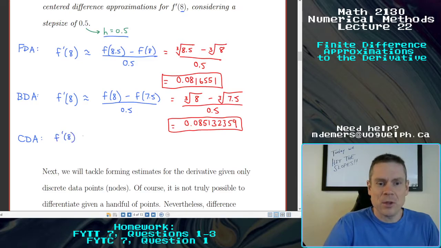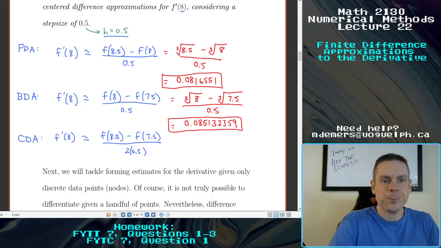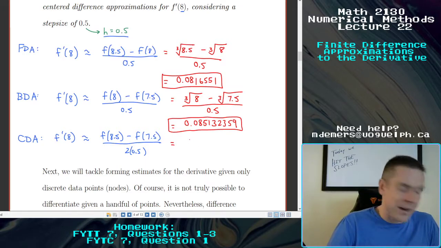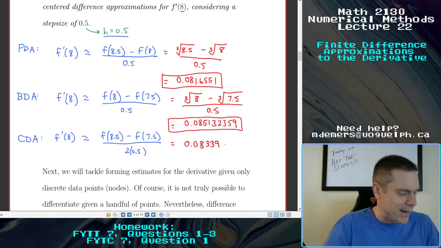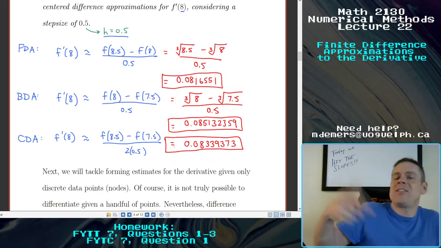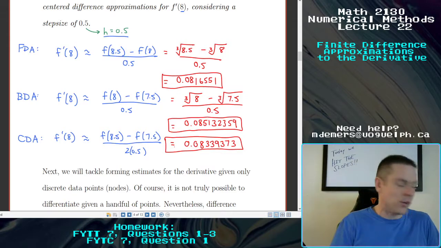For centered, we have f prime of 8 is approximately equal to, and this one goes a step forward minus a step backward over 2 times the step size, like that. And so if you work that out, we end up with 0.08339373, like that. Okay, so we get estimates in every single case, just over 0.08 or so.